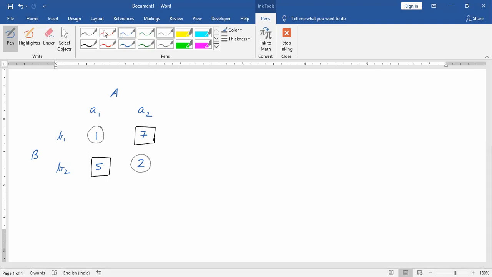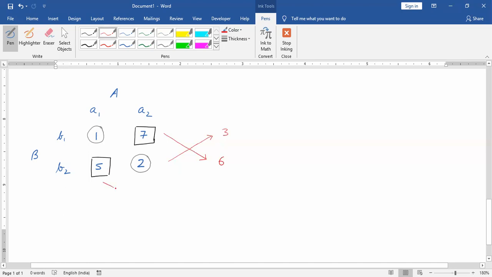And what I told you, you will find the difference of the first row and mention it in front of the second row. So the difference of the first row is what? 7 minus 1 is 6, because difference is always positive, that means greater minus lesser. Similarly, find the difference of the second row. 5 and 2, the difference is 3. Similarly, find the difference of the first column and mention it below the second column, that is 4. And the difference of the second column mentioned below the first column is 5.